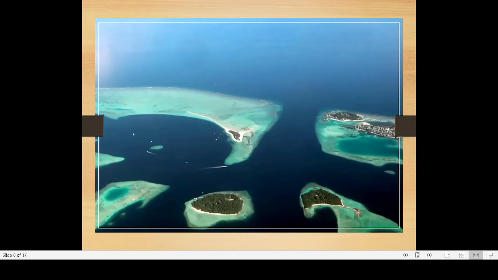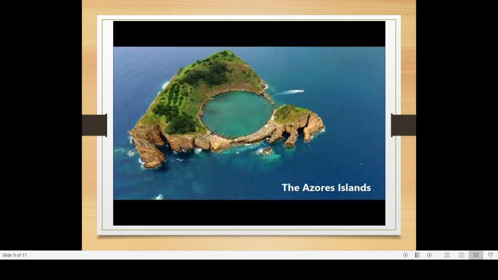Here we can also find different types of oceanic islands. These are all coral islands, and this is an aerial view. Then this is Azores Island. This is an oceanic island, very far away from the nearby continent. So Azores Island is another example of an oceanic island.